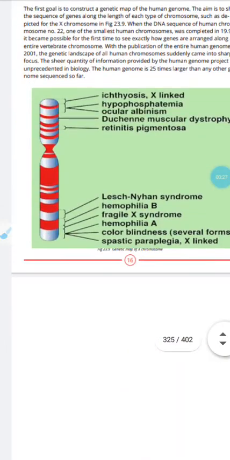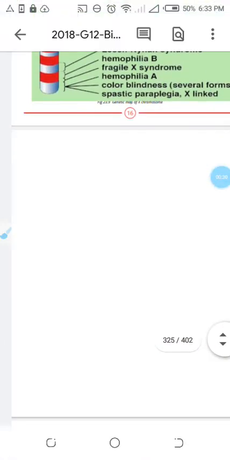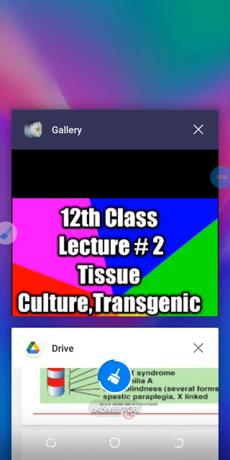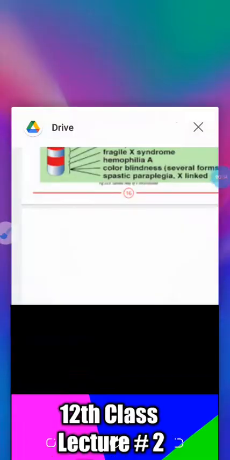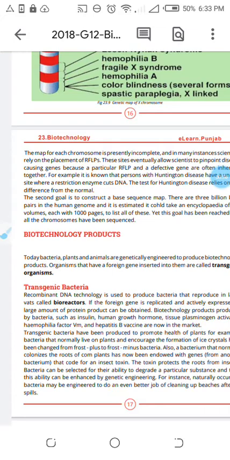Dear students, I came with the part 2 of lecture number 2 for second year class, and I will start from sequencing of the DNA of single chromosome.